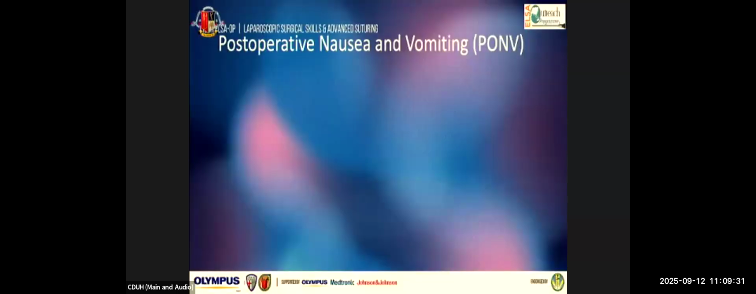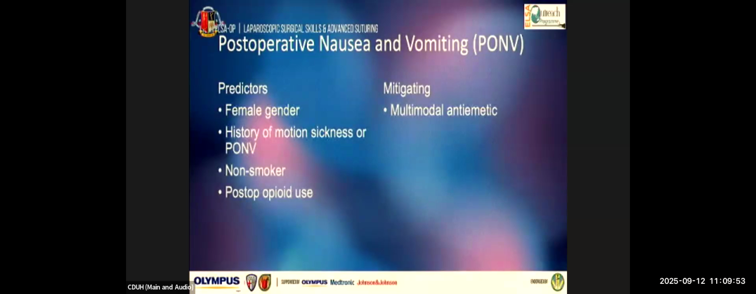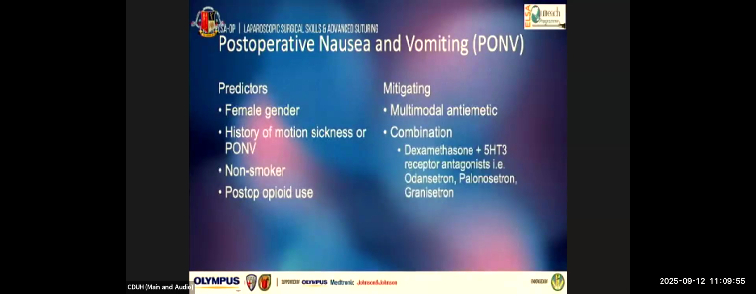Another is postoperative nausea and vomiting, which is a very unpleasant experience for patients immediately after emergence from anesthesia. The predictors of postoperative nausea and vomiting are female patients with history of motion sickness, non-smokers, and post-op opioid use. To control and altogether prevent this, multimodal antiemetics are used with a combination of dexamethasone and 5-hydroxytryptamine receptor antagonists like ondansetron, palonosetron, and granisetron.